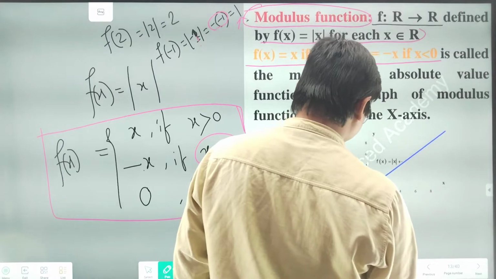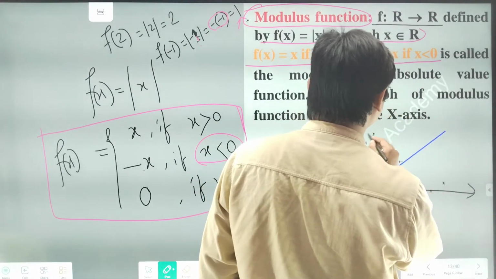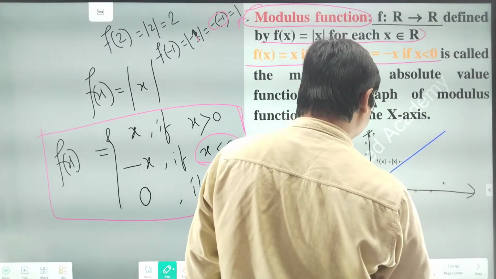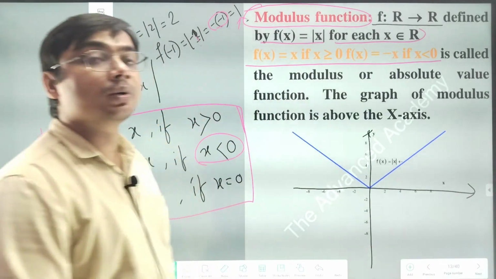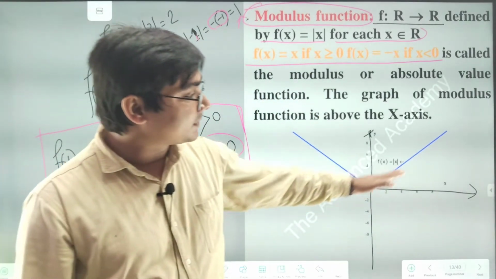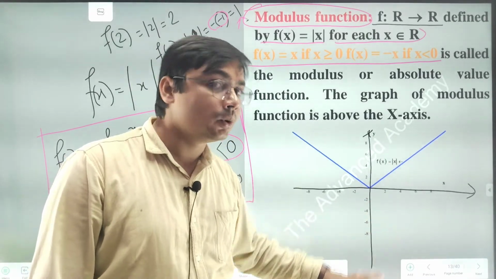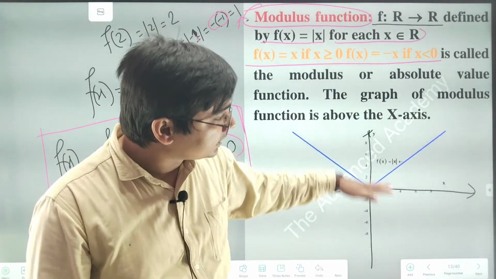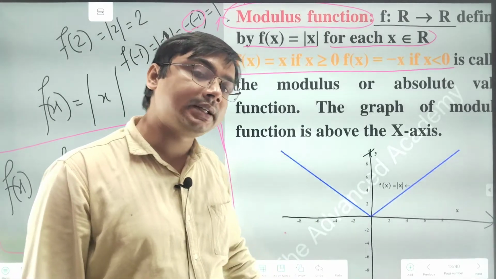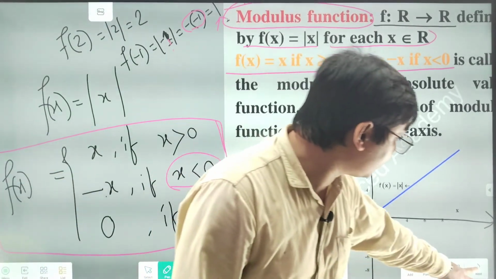You see, you consider here this is x axis, here we consider this is y axis. Yes, and this is the modulus function. Yes, see, what is the graph of the modulus function? It does not come below the x axis. Okay, it is always above the x axis. Okay, so this is the graph for modulus.